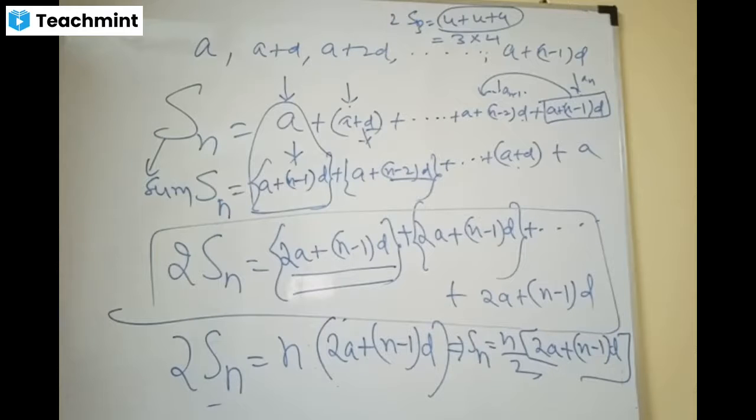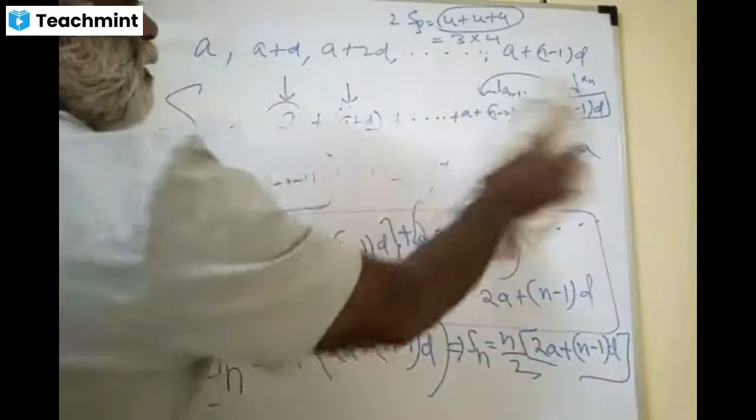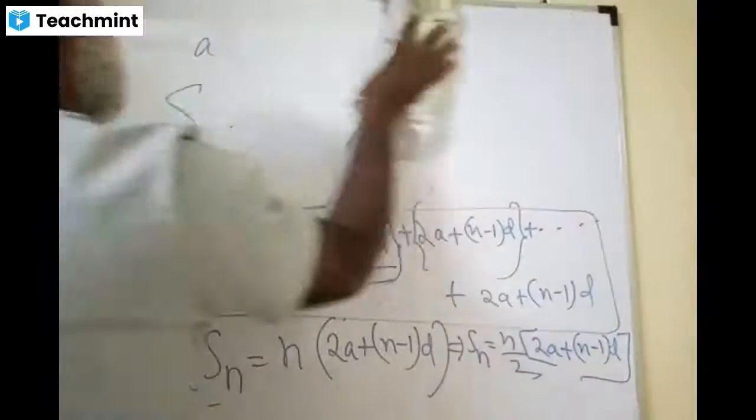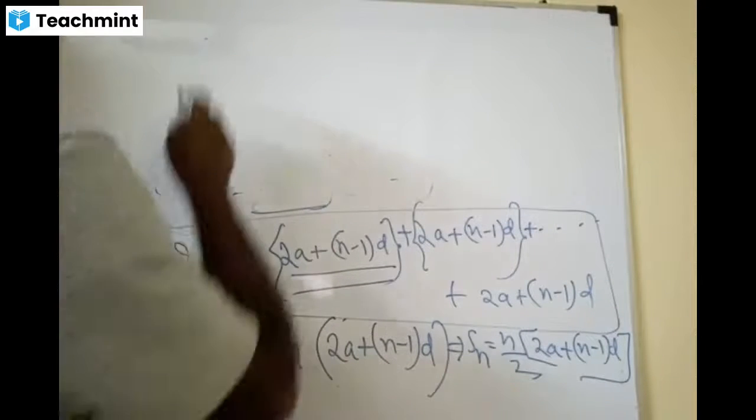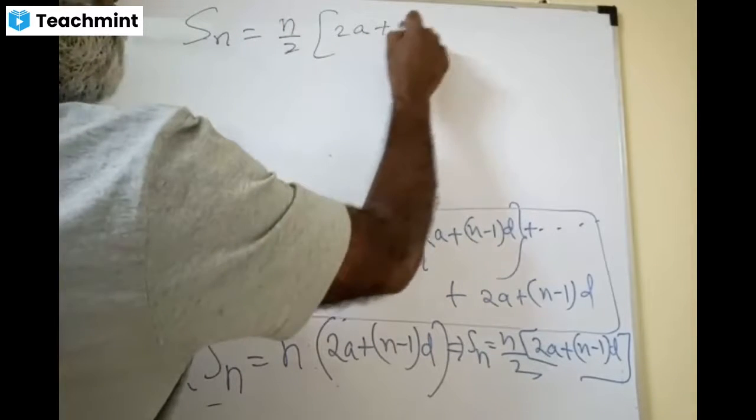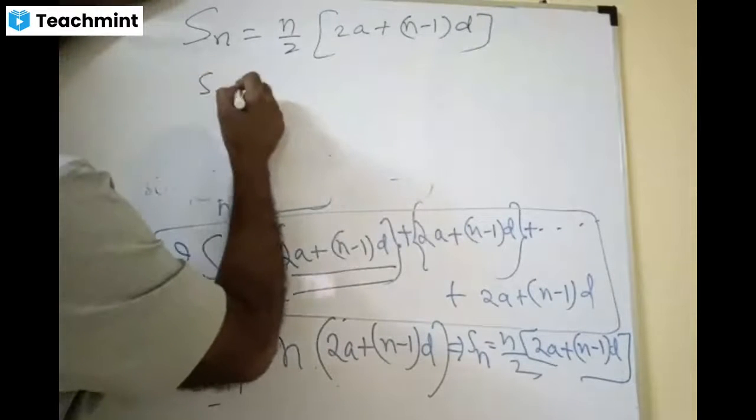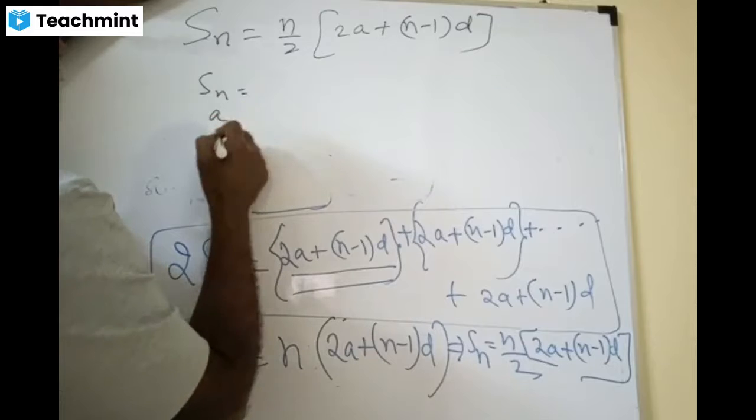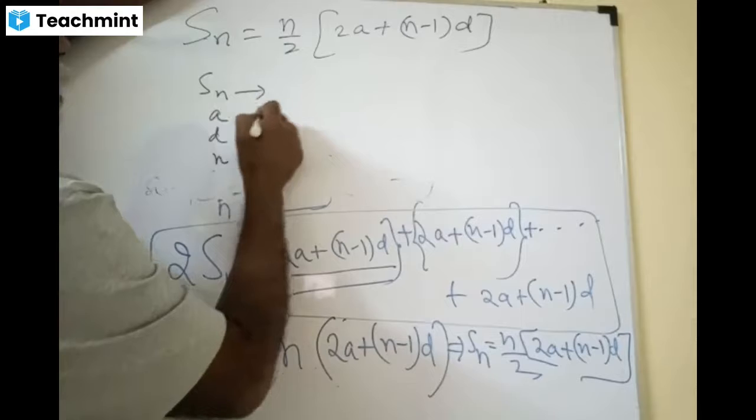Yes, sir. Okay, if you have taken this, can you please write this formula neatly once again, and please explain each term of the formula, dears. You got Sn is n by 2, 2a plus n minus 1 into d. What are the terms in the formula, dears? Sn first, then a, then d, then n. Each one, what does it stand for?